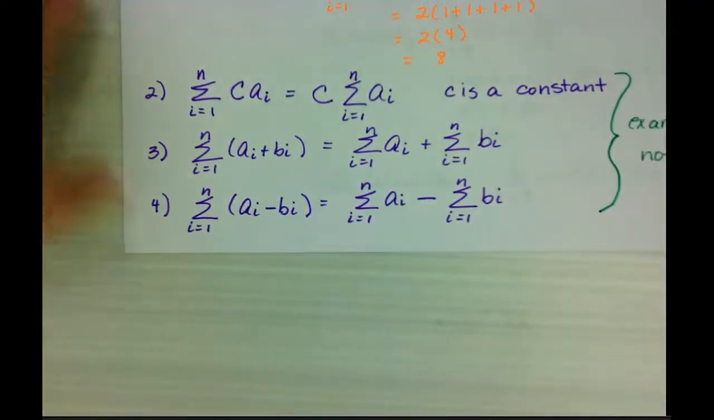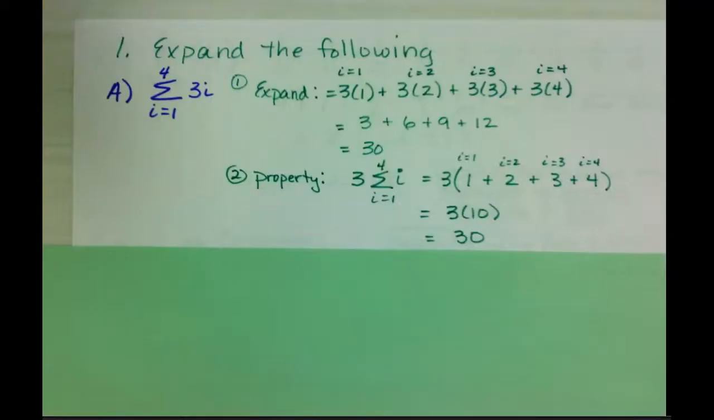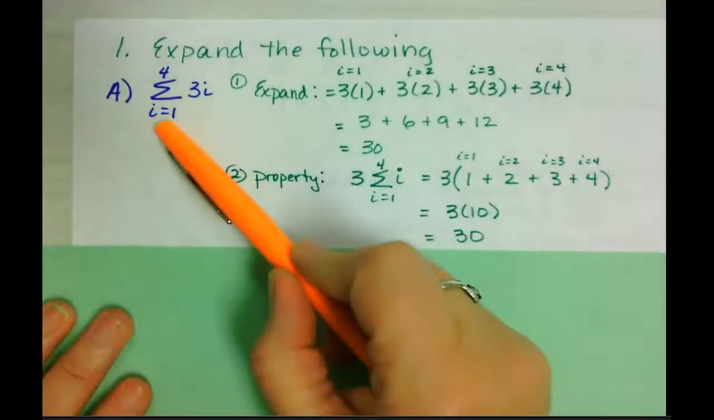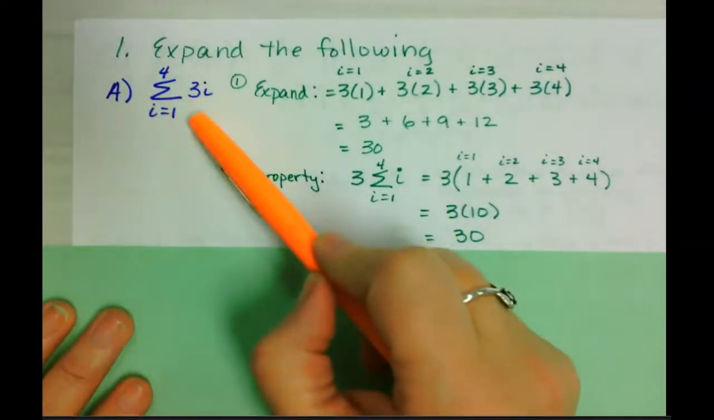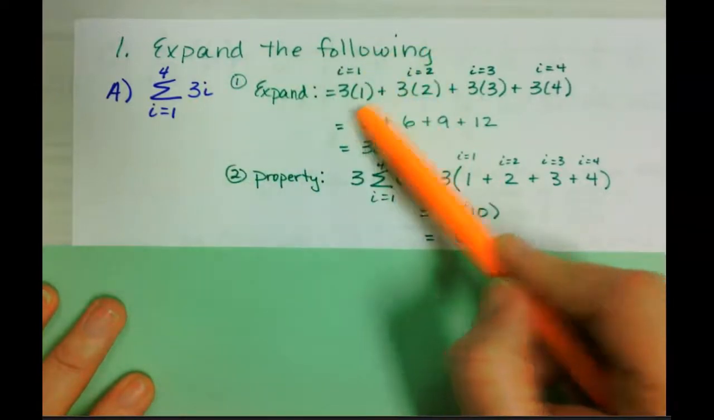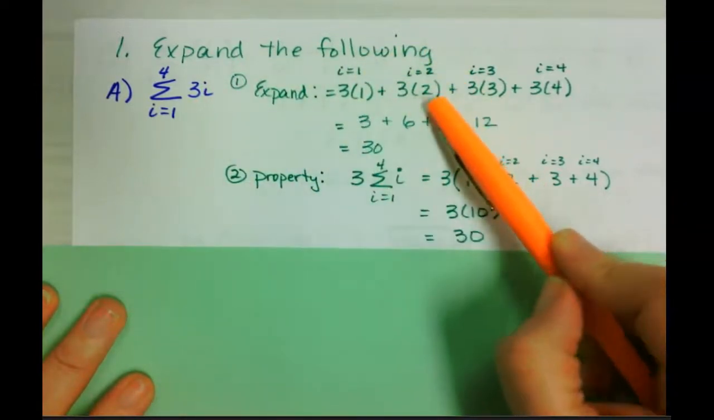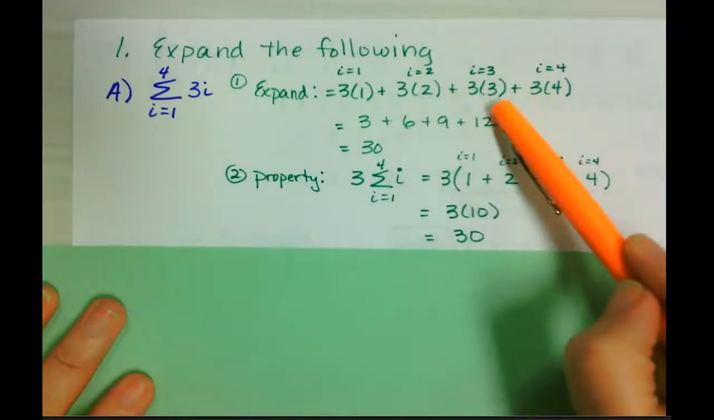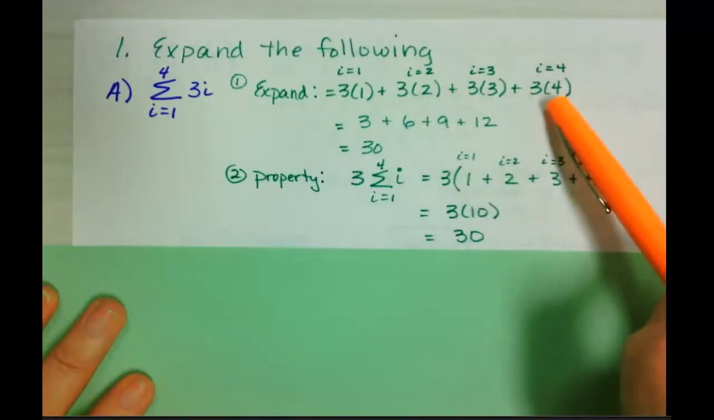So in the first set of problems, we're expanding, and that means we're listing out all the terms, we're connecting them by a plus sign, and then we're doing the math to get a final answer. So my lower bound is 1, my upper bound is 4, the sequence is 3i. So when I is 1, I do 3 times 1. When I is 2, I do 3 times 2. When I is 3, I do 3 times 3. When I is 4, I do 3 times 4.